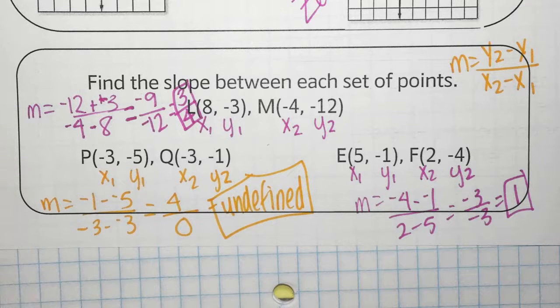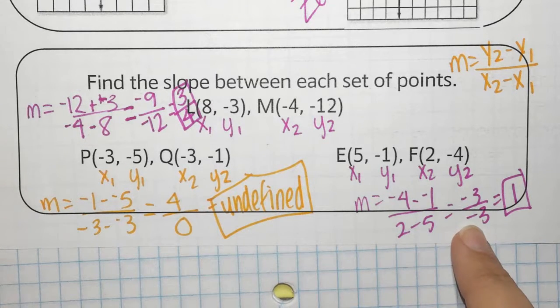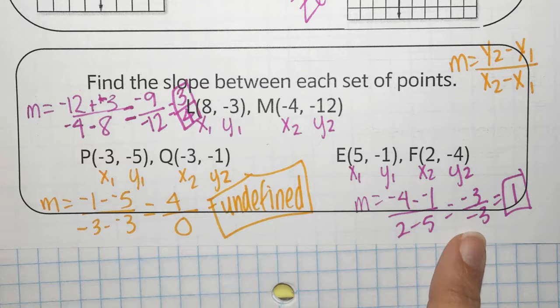Does anybody have any questions so far? Do we understand? This is easy. When you got negative 3 divided by negative 3, how did you get 1? Negative 3 divided by negative 3 is 1. It is not that hard.